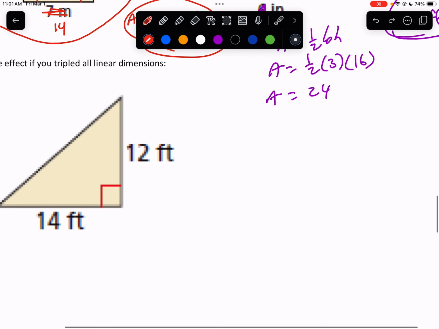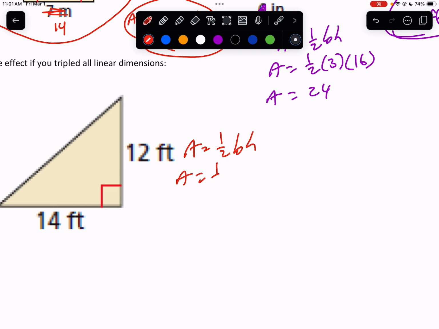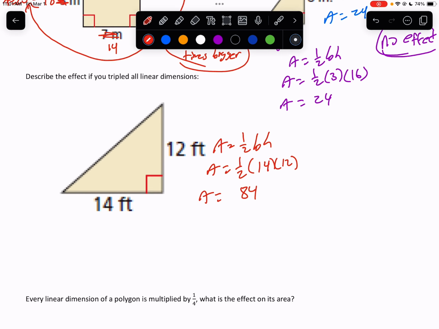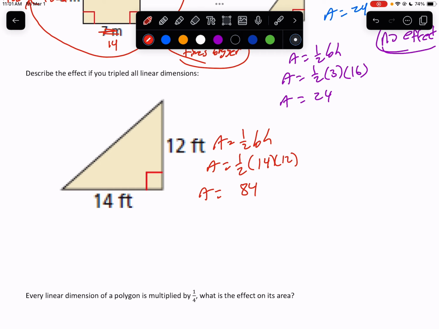So let's do the current area, 1/2 base times height. That would be 1/2 times 14 times 12. That would be 84. I don't want to be wrong, so I'm going to type it in. You never know. Sometimes you're just not on it. It's 84. Okay. So the area is 84. And then we're tripling all linear dimensions. So 12 becomes 36. 14 becomes 52. 42.